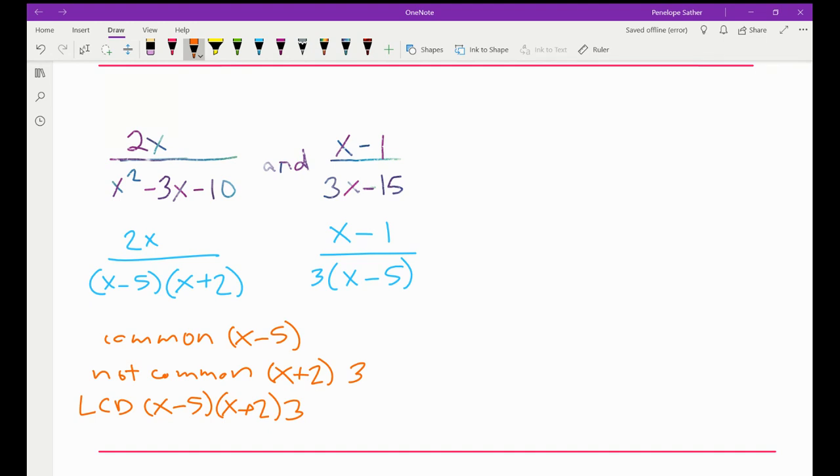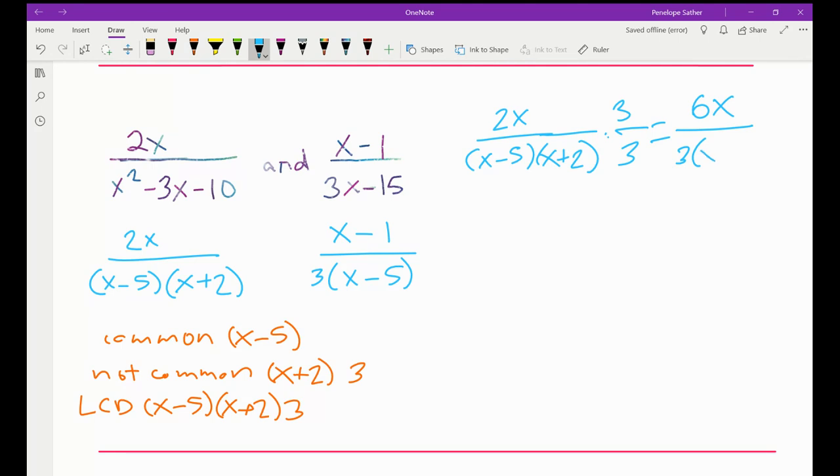Okay, so let's see what we need to multiply by to make these things have a common denominator. So let's start with the 2x fraction. 2x over x minus 5, x plus 2. If I look at my LCD list, we have the x minus 5, we have the x plus 2, but we are missing the number 3. So what we want to do is multiply by 3 over 3. So this ends up being 6x over, I'm going to put that 3 in the front, 3 times x minus 5, x plus 2.